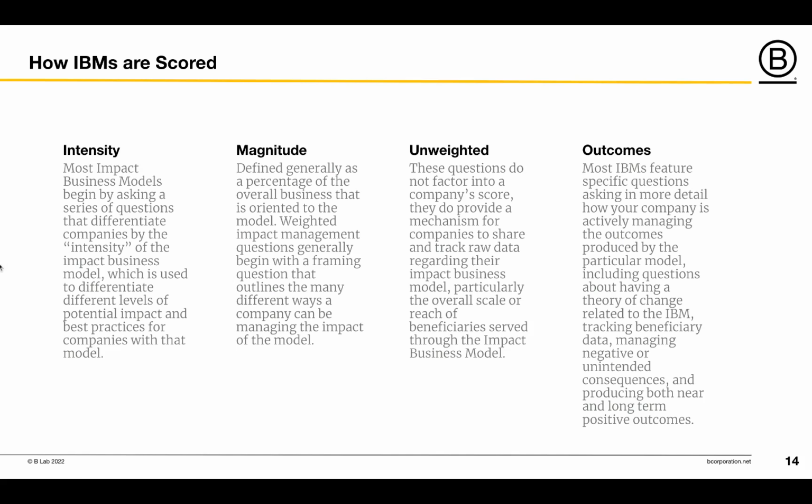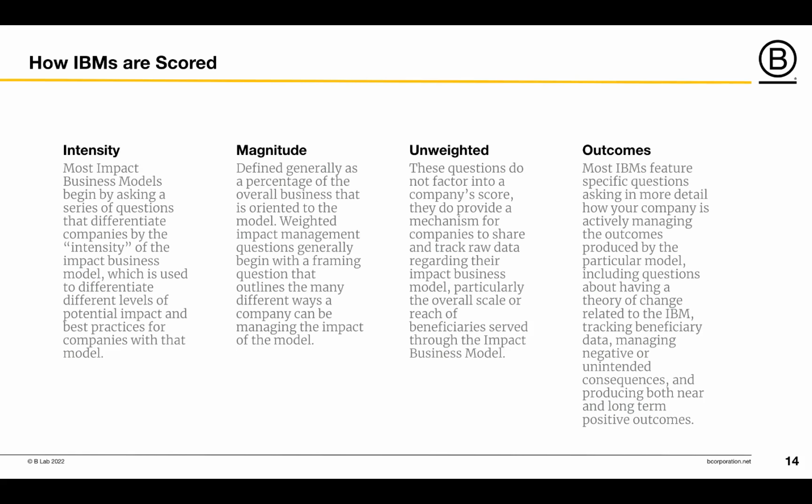So now I'll take a moment to go over some of the key components of the scoring methodology for IBMs. Most begin by asking a series of questions that determine the intensity of the impact, which is used to differentiate different levels of potential impact and best practices for companies with that model. After determining the intensity of the model, the next questions will generally measure the relative magnitude of the impact business model, which is defined as the percentage of the overall business or revenue that is contributing to the model.